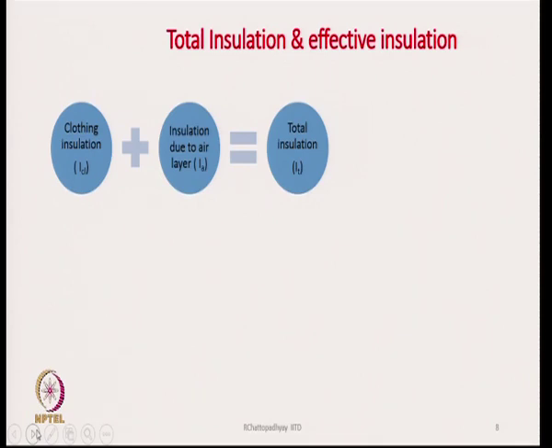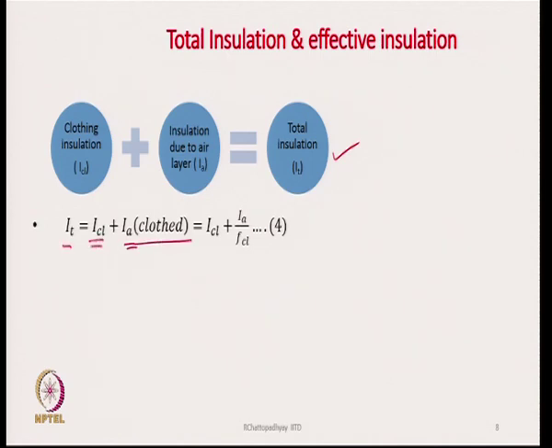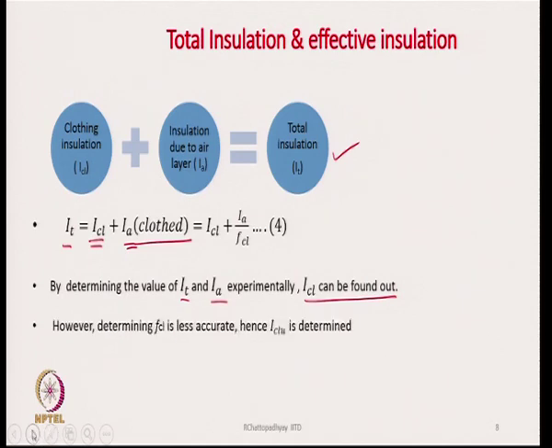Total insulation and effective insulation, let us now come to this point. Clothing insulation and insulation due to air, when you add these two up, we get total insulation. So, total insulation is insulation due to air plus clothing insulation. That means, I T is I C L plus I A clothed, and therefore, it is going to be I C L plus I A by FCL, as we have seen what I A in the clothing state is. So, by determining the value of I T and I A, I C L can be found out. If we want to find the clothing resistance I C L value, we can find it if I know I T and I A experimentally, which is done with the help of a manikin.